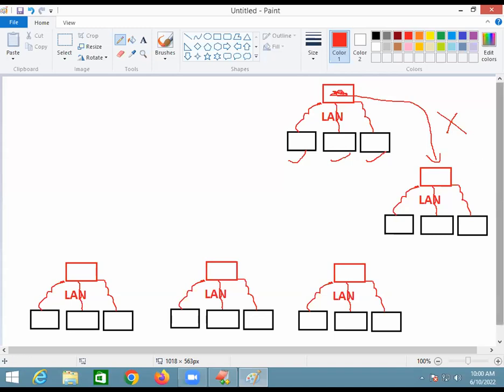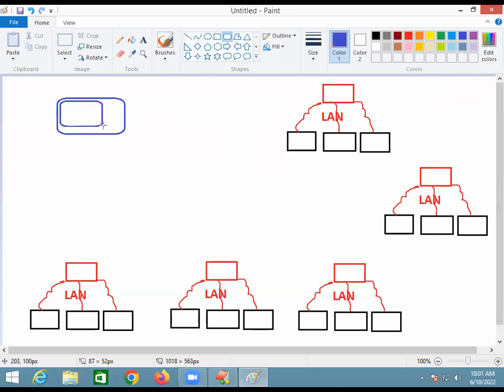Then what to do, sir? Integrate all these networks with another computer. That is this one, sir. The main system, sir. I am drawing the shape differently, nothing else. Special effects, visual effects. What is the blue color box, sir? Computer only.